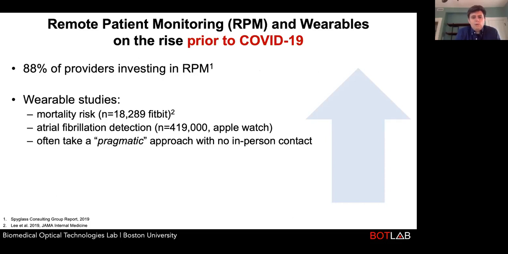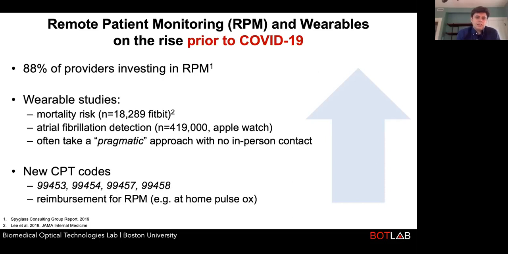In the case of the Apple Watch study, there was no in-person contact with study subjects or physicians, even to validate that the watch could detect atrial fibrillation. What the study did is they mailed out an ECG patch that a patient would put on to try to confirm the diagnosis of atrial fibrillation. So really a new way of conducting a study.